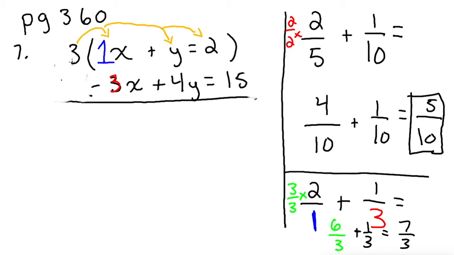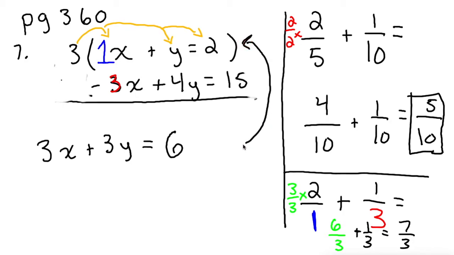So I'll have 3 times 1, which would be 3x, 3 times y, and this is a positive, so I got plus here, will be 3y. Then I have the equal sign here, and I have 3 times 2 will be 6. So basically, this equation right here just became this equation right there.